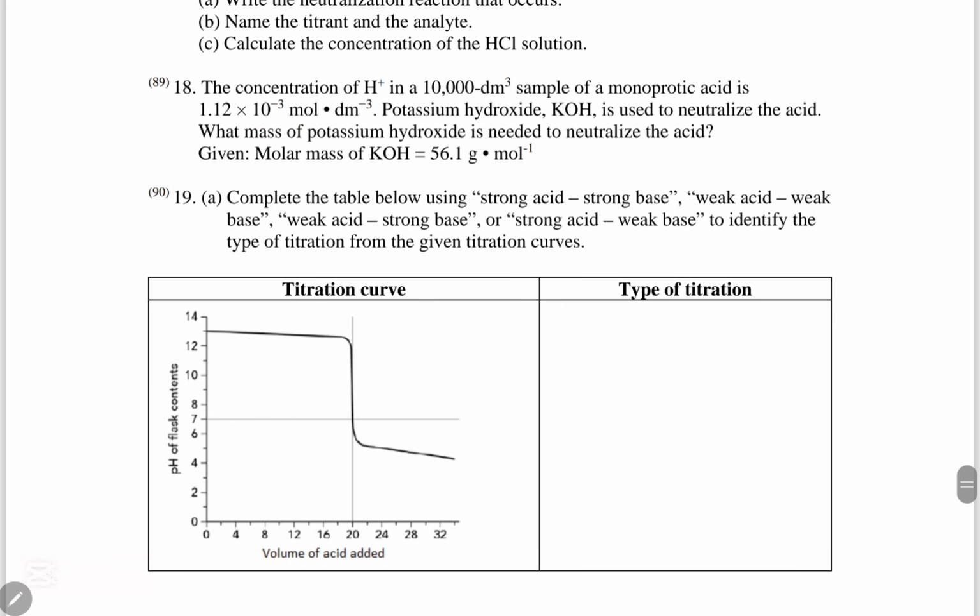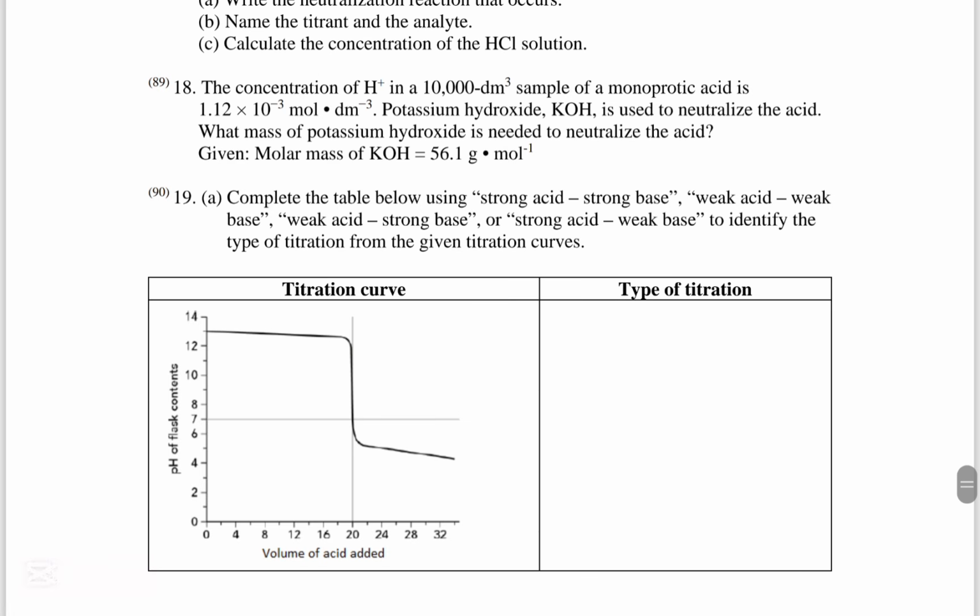Okay, that's it for question 18. Now we'll move on to question 19. Complete the table below using strong acid, strong base, weak acid, weak base, weak acid, strong base, or strong acid, weak base. Here, this does not have anything to do with any calculations. No, this is about common sense.